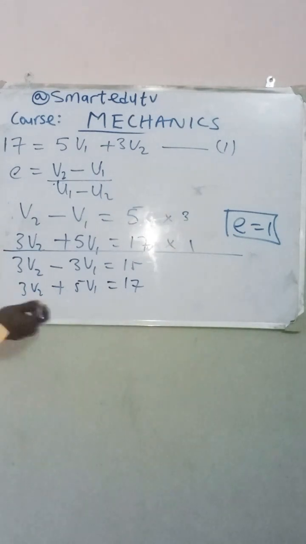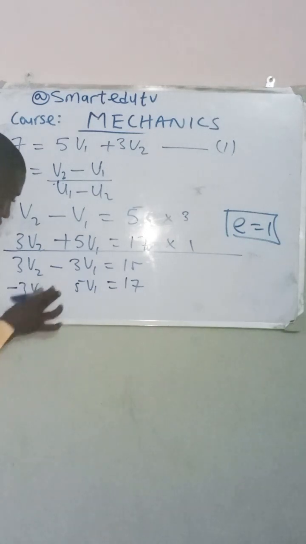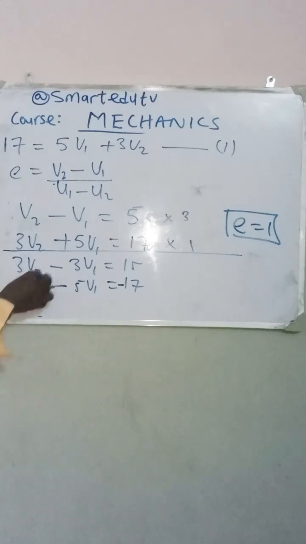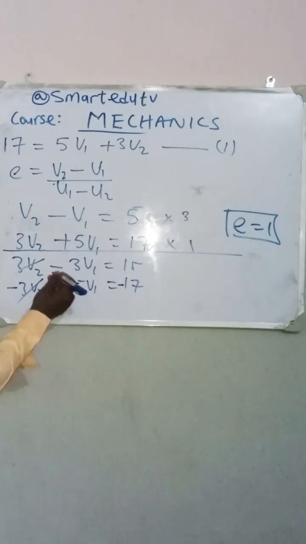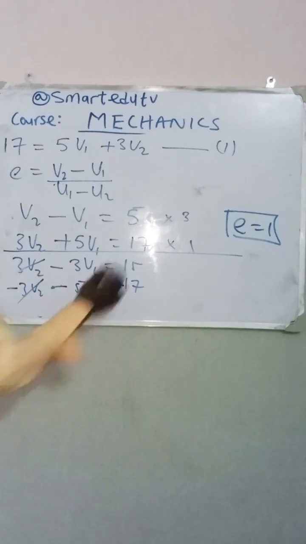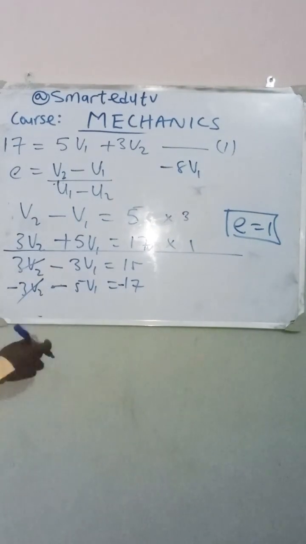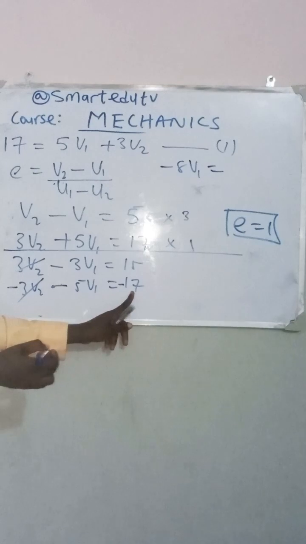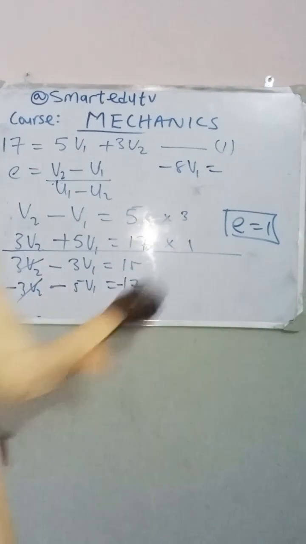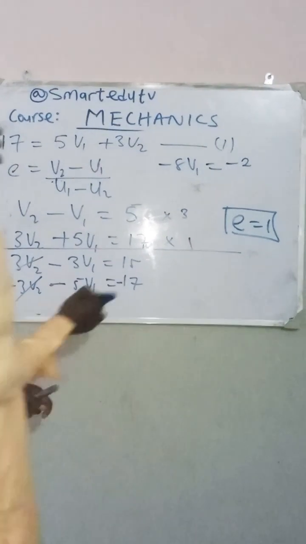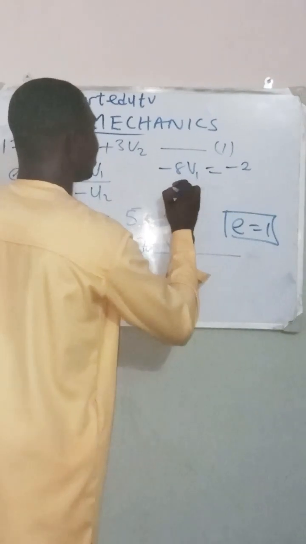If I solve for v2, I change this to minus, change this to minus, and also change it to minus, so that this cancels this. They are going to be left with minus 5v1 minus 3v1, which is minus 8v1. Minus 8v1 equals minus 17 plus 15. Minus 17 plus 15 gives us minus 2.